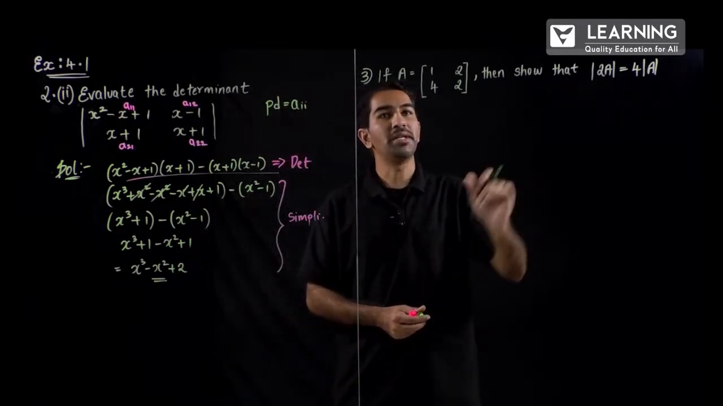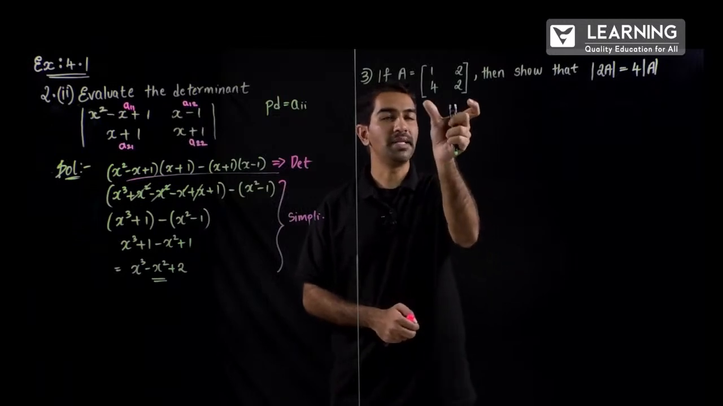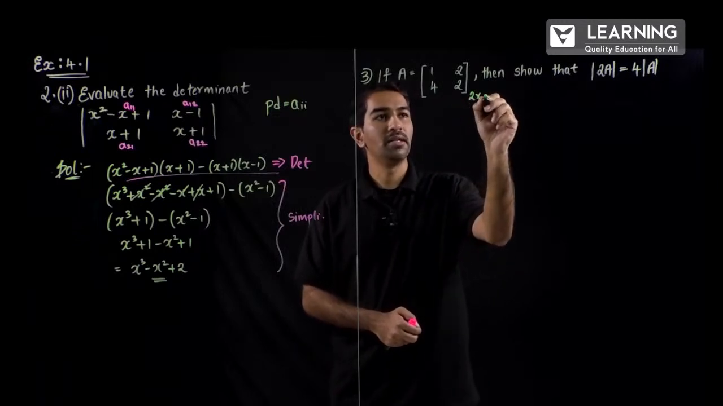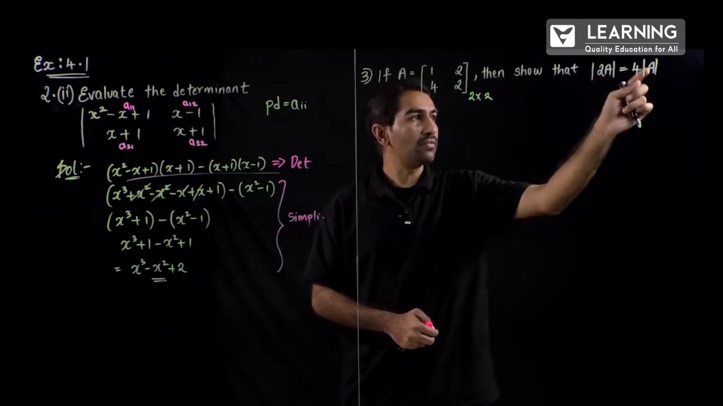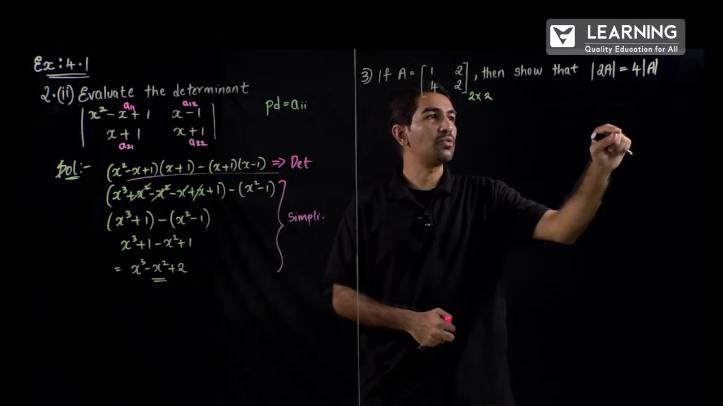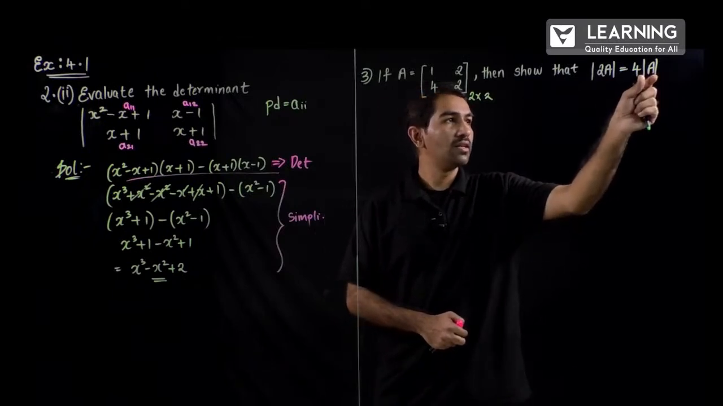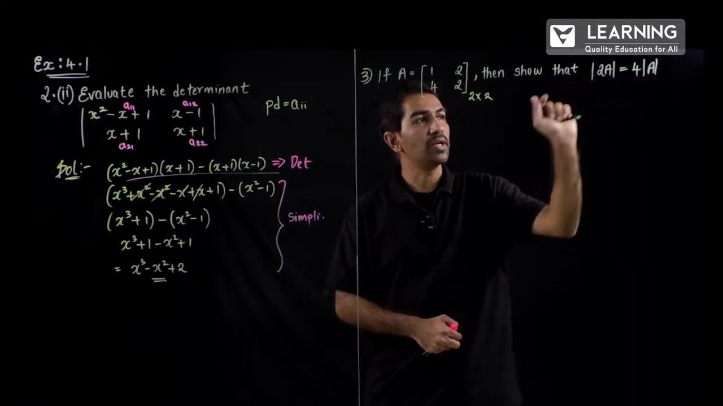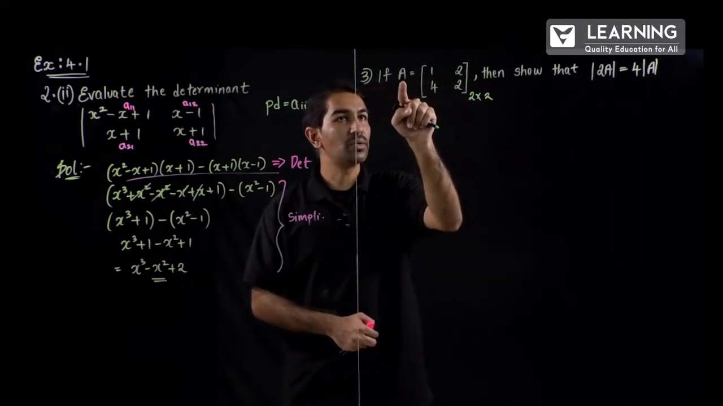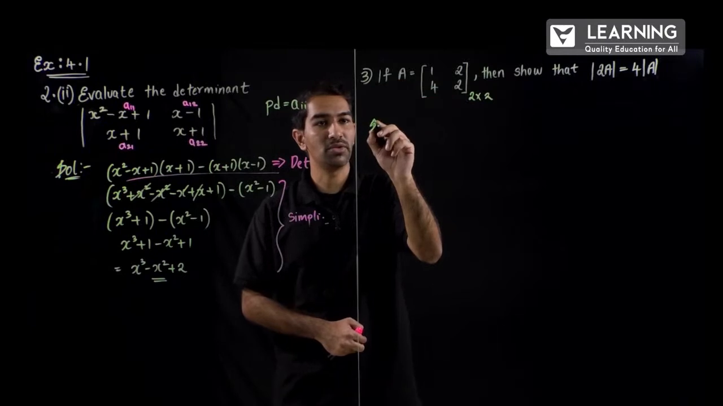So this we have to prove here. If A is a matrix of order 2 cross 2, then we have to show that the determinant of 2A is equal to 4 times the determinant of A. Now students, what we have to find out here is the determinant of A, and also 2A. But what is given to us here? A is given. So let's write the solution.